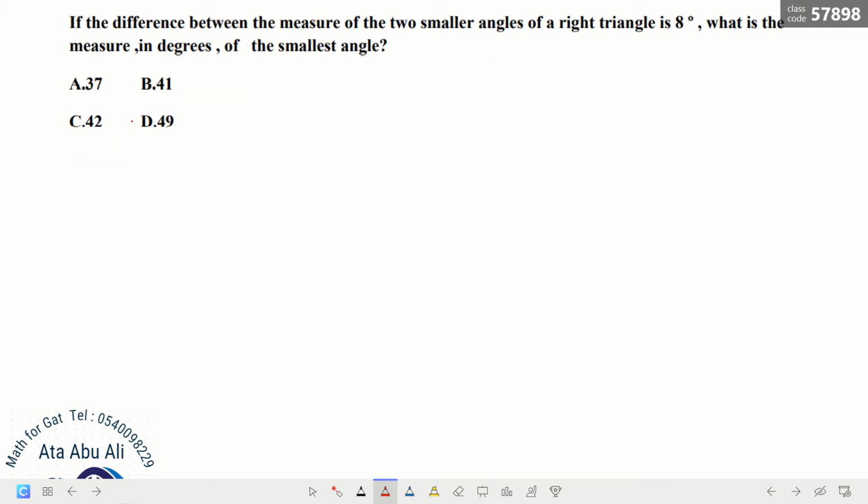Now, if the difference between the measure of two smaller angles of a right triangle is 8 degrees, what is the measure in degrees of the smallest one? He said that I have a right triangle. That means this is the right triangle. You know that one angle of the right triangle is 90, so the other two have to sum to 90, because the sum of all is 180. If I suppose this is x, the difference between them is 8. For example, if we say that this is x plus 8.